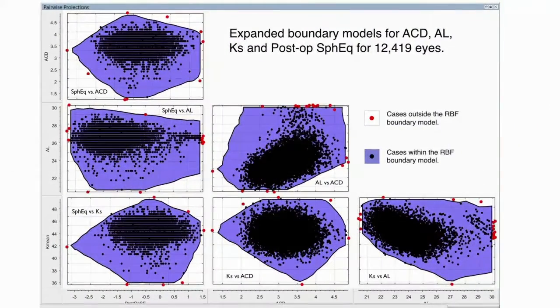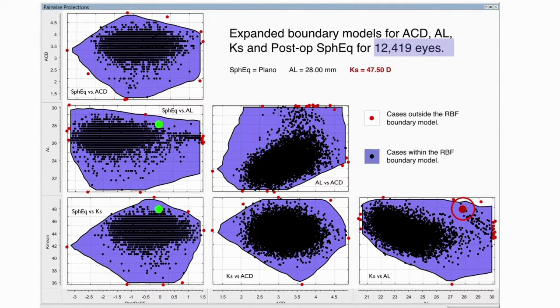Let's expand the boundary model of Hill now by adding 12,000 eyes. You can see that the shaded area is much larger. Let's look at a weird eye. We want to aim for plano, and we're going to take a long eye, 28 millimeter axial length. Suddenly we're in bounds. What if you had a long eye with steep Ks?